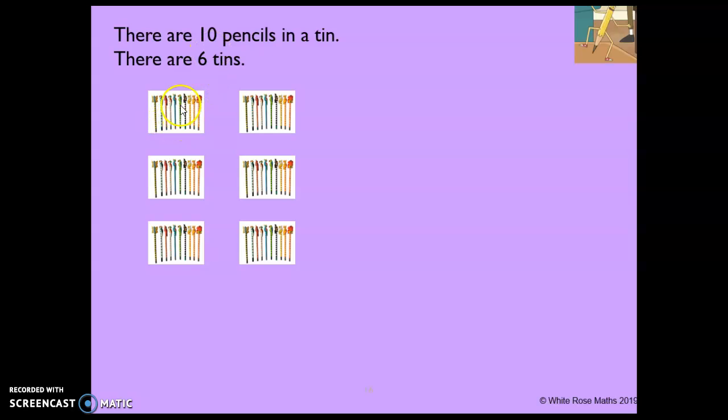They're not in tins, but we've got 10 pencils there. And we've got 6 of them, so let's count in tens. Okay. So how many pencils altogether? 10, 20, 30, 40, 50, 60.